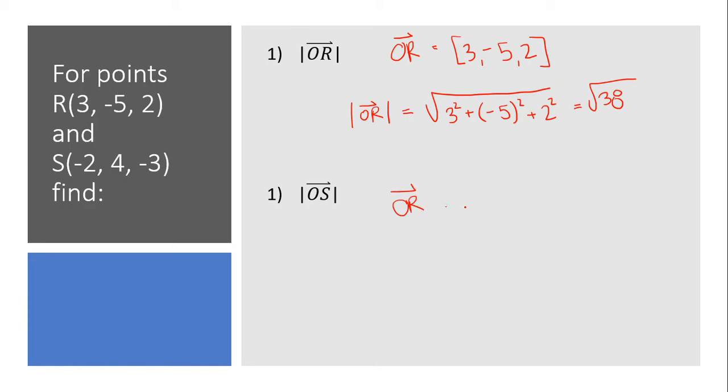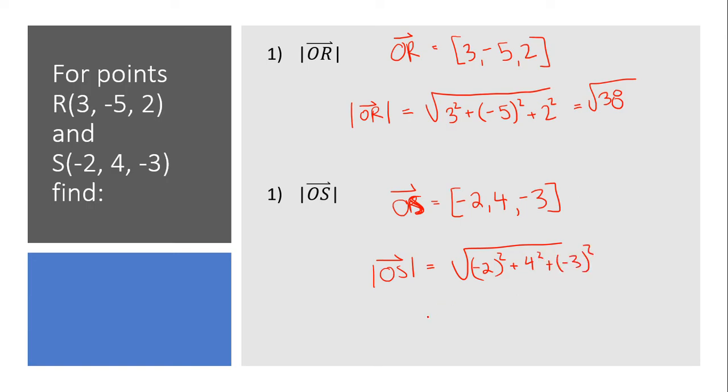If we have a point S, that means going from the origin to S. And likewise, a magnitude, sorry, that should have been an S. Don't trust my eraser. Same math, same math. And hopefully when you do that math, you're going to get root 29, and you just leave it in exact form. That's fine. Okay, let's ramp it up a bit.